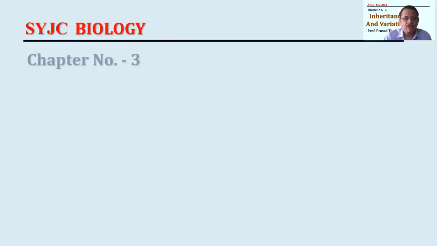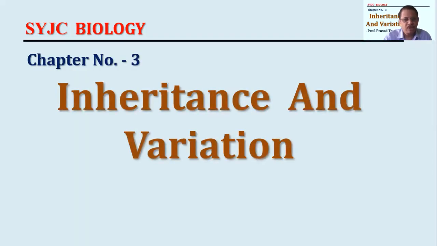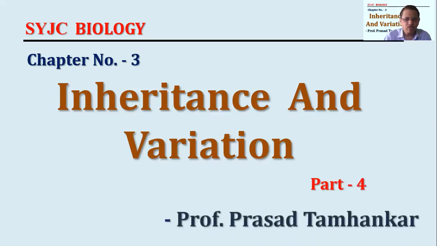Good evening, all. This is our SYJC biology lecture. We are in chapter number 3. Name of the chapter is Inheritance and Variation. We are in part 4 of the chapter. I am Professor Prasad Tavankar. We will be discussing something related to what is said as chromosomal basis of inheritance.